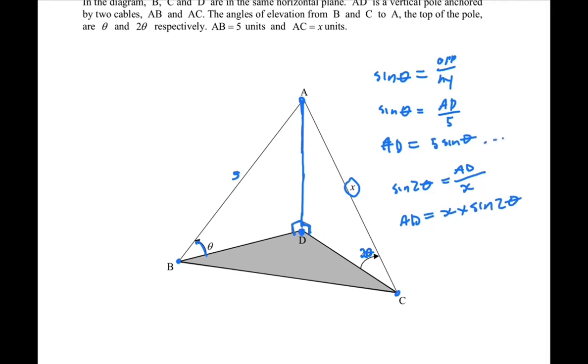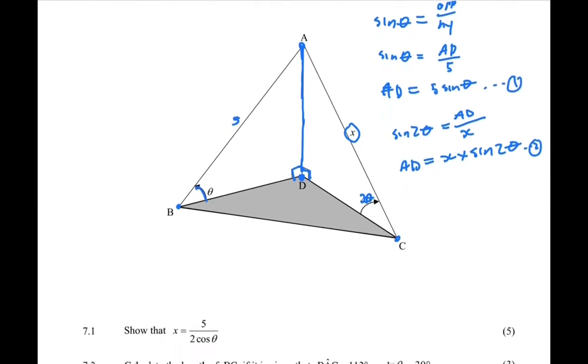So now we have two equations for AD. If we equate these two equations, we're going to be able to find x. So we can say 5 sine of theta is equal to x sine of 2 theta. We divide both sides by sine of 2 theta, and we get x equals 5 sine of theta divided by sine 2 theta.